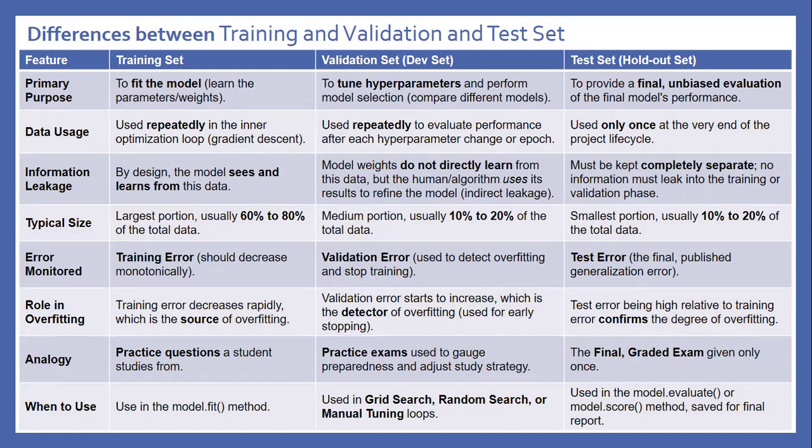Role in overfitting: in the training set, training error decreases rapidly, which is the source of overfitting. In the validation set, validation error starts to increase, which is the detector of overfitting used for early stopping. In the test set, test error being high relative to training error confirms the degree of overfitting. Analogy: the training set is practice questions a student studies from. The validation set is a practice exam used to gauge preparedness and adjust study strategy. The test set is the final graded exam, given only once.